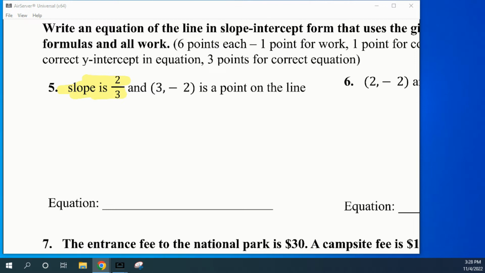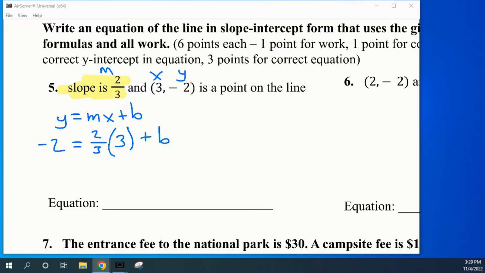To find the y-intercept, we're going to use slope-intercept form. So it's this. And we're going to have to substitute in what we know. So slope is m, that's there. The coordinate that they give us is an x and a y coordinate. So those x and y coordinates correspond with the x and y in slope-intercept form. So I'm going to say this is a -2 equals the slope of 2/3 times 3, which is the x coordinate, plus the y-intercept, right?